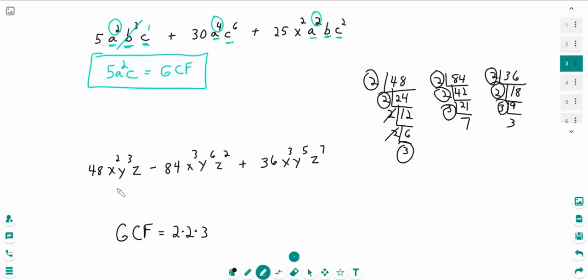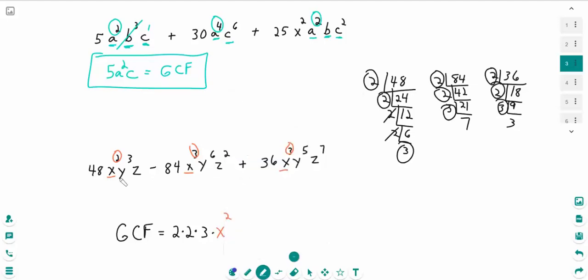All right? So now we have the number out of the way. Let's look at the rest of it here. So we've got x squared. We do have an x, and we do have an x. So how many can we take out? Well, we have a 2 and a 3 and a 3. So the most we can take out is a 2. So we have x squared.